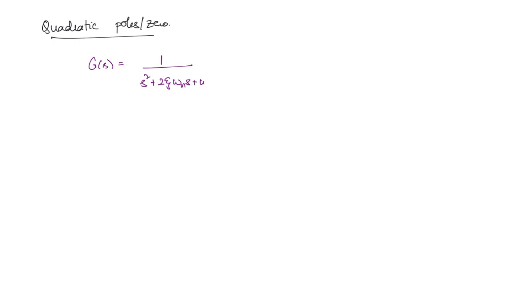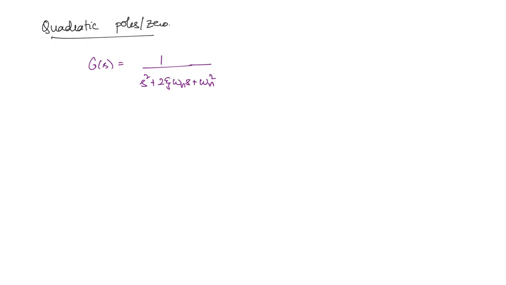Let us now see the case of quadratic poles or zeros. So that means you have a second order term. Let us take, for an example, a quadratic pole. So that means G(s) is equal to 1 by s square plus 2 zeta omega n s plus omega n square. This is how you represent a second order function, right?